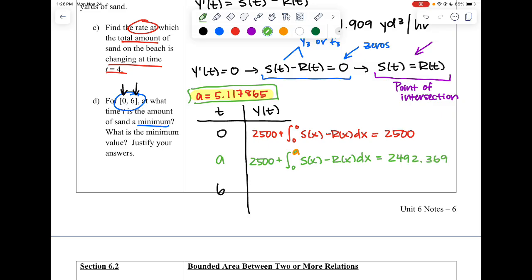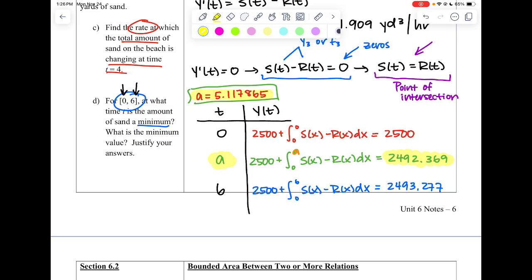When we do that, I believe that we get 2,492.369. Now I'm going to do the same thing last time for 6. I'm going to have 2,500 plus the integral from 0 to 6 of s of x minus r of x dx. When you type that into your calculator, you're going to get 2,493.277. Our goal was to find the minimum amount of sand, and for the candidates test, you're just looking at which one gave you the least output value. It looks like that was, in fact, our critical value.